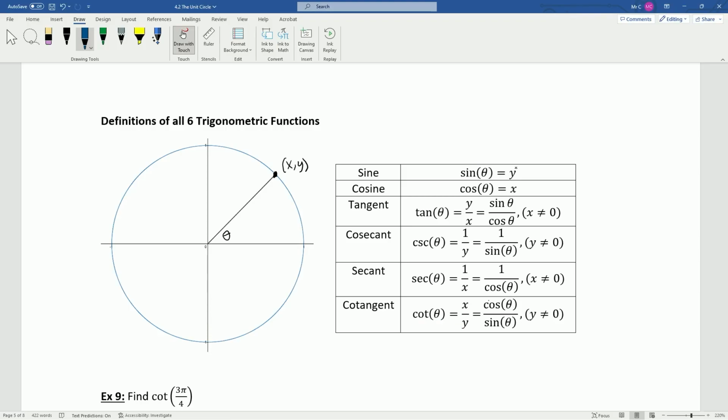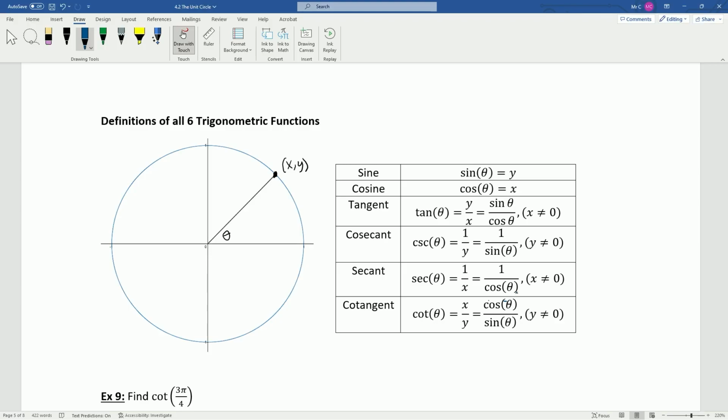And since sine of theta is y and cosine of theta is x, we can rewrite these definitions in terms of sine and cosine, which is, for many people, how you'll typically think of these other functions. So we call this the quotient identity for tangent. Tangent of theta is sine of theta divided by cosine of theta. And for cotangent, we also call that the quotient identity. Cotangent of theta is cosine of theta divided by sine of theta. For cosecant and secant, we call these the reciprocal identities. Cosecant of theta is 1 divided by sine of theta, and secant of theta is 1 divided by cosine of theta.